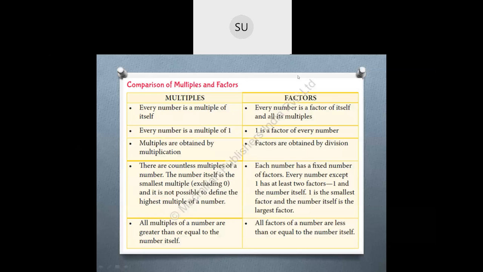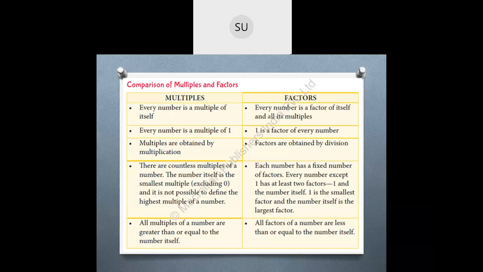And every number is a factor of itself and all its multiples. For example, 7 only. 7 is a factor of 7 because 7 divided by 7 gives you 1 without any remainder. And 7 will also be a factor for all its multiples. What are the multiples of 7? 7, 14, 21, 28, 35, these are all multiples of 7. So 7 will be a factor for all these multiples, in all the 7 tables.